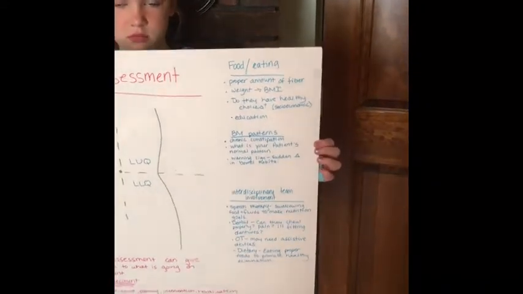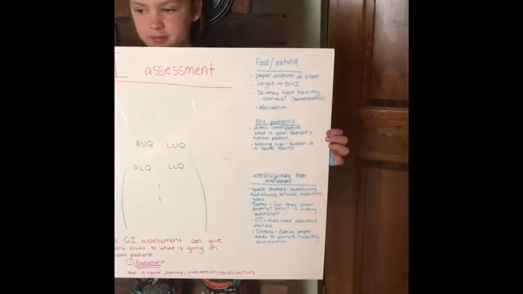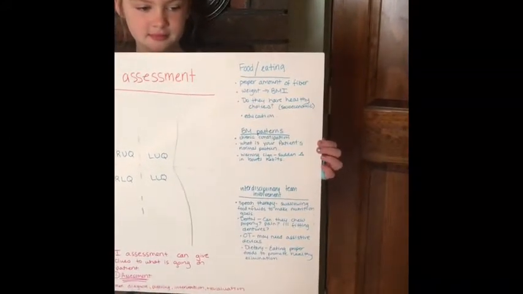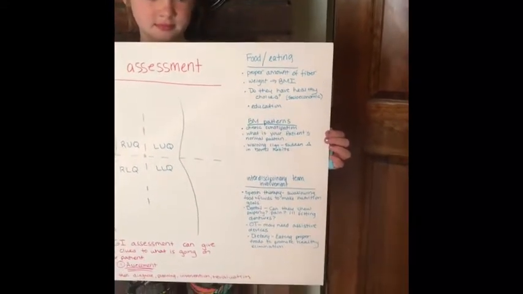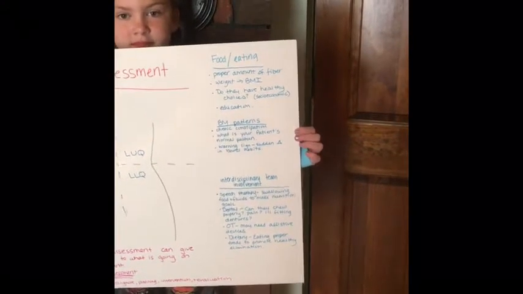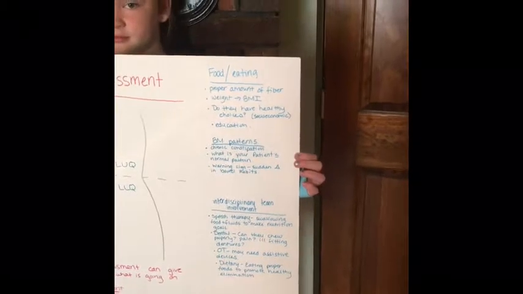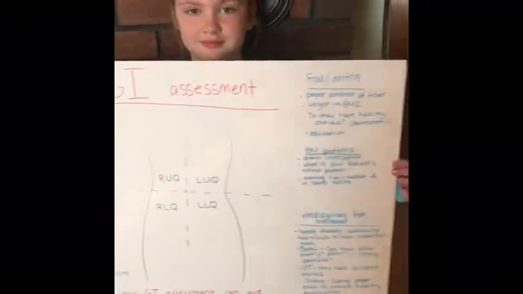Occupational therapy: do they need assistive devices to help them eat? And dietary: eating proper foods to promote healthy elimination. Again, the fiber, and making sure that things are appealing to them. Some people, if they have to have pureed foods, are not going to want to eat it if it looks gross. I wouldn't want to eat it.